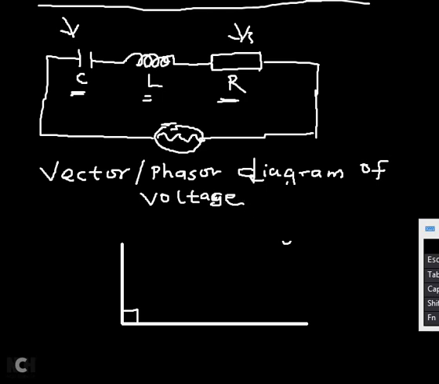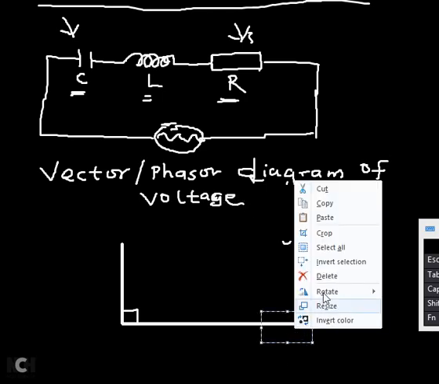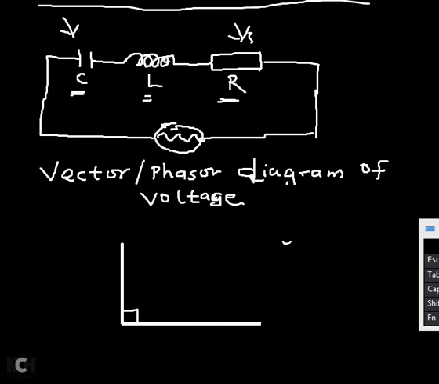So as I said, for a resistor, there is no lag, so I use a horizontal line. That's going to be VR. This is for a resistor. But for an inductor, the voltage leads the current by 90 degrees, so that would be a vertical line. That's going to be VL.